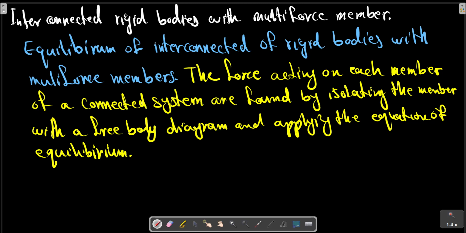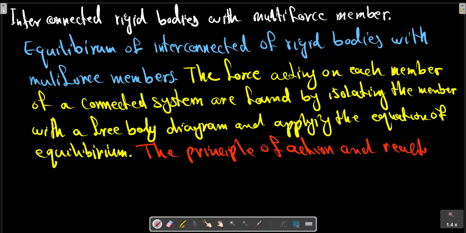The principle of action and reaction must be carefully observed when we represent the force of interaction on the separate free body diagrams.